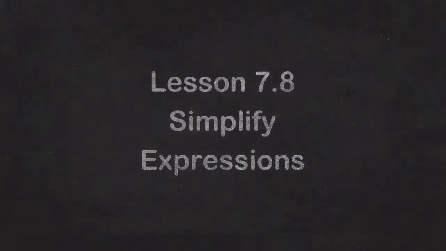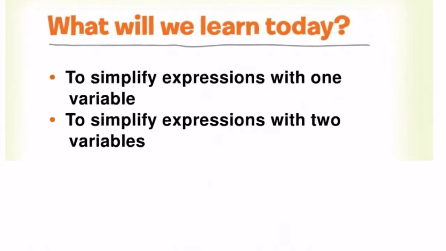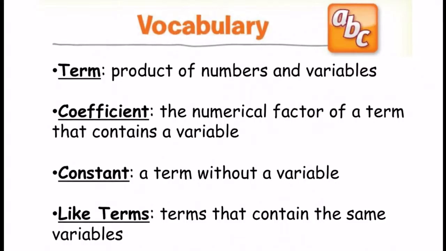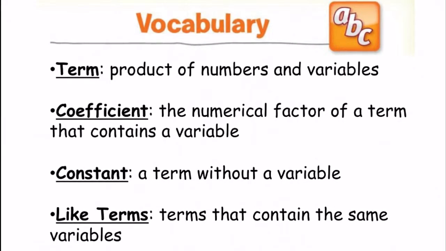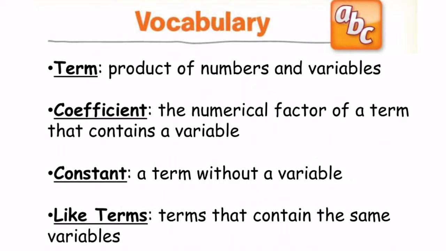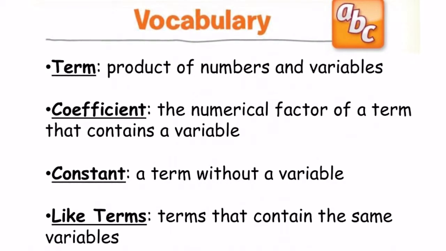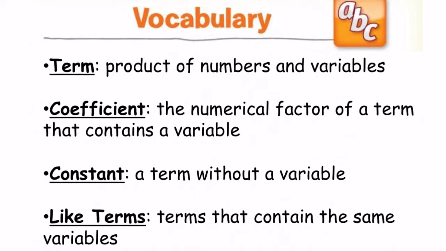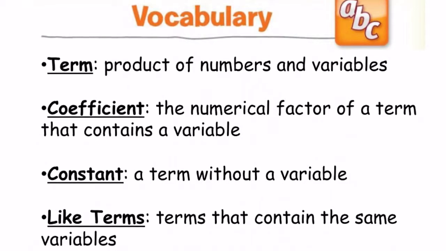Lesson 7.8, Simplify Expressions. The goal of this lesson is to teach you how to simplify expressions that have one variable or two variables. In this lesson's vocabulary, you're going to see words such as term, which is a product of numbers and variables. You're going to see coefficient, which, to sum it up, really is the number next to a variable. And although it's not in here, variable would be the letter that you see in an expression or an equation. Constant would be a number that's all by itself. It doesn't have any variables next to it.